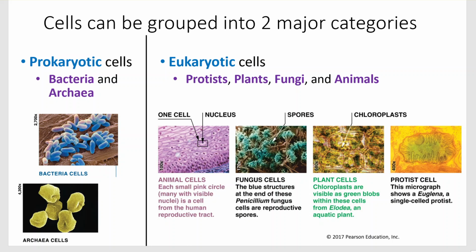Okay, as I mentioned before, all cells on Earth can be categorized into two major groups, the prokaryotes and the eukaryotes. I mentioned that prokaryotes are those that are the first organisms on Earth. It is before a true nucleus, so they don't have a nucleus, instead they have a nucleoid. And organisms found within the prokaryotes are your bacteria and your archaea.